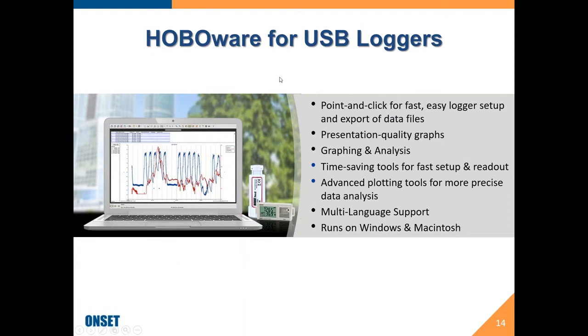HOBOware is our premier software. HOBOware Pro is our premier software, and it's used for the USB data loggers. You can also use it for any of our logging devices with the proper downloads, and HOBOware will convert those files to any kind of spreadsheet, CSV file, whatever. HOBOware Pro does have graphing and analysis tools in it, and a lot of time-saving tools that allow you to launch and deploy multiple loggers. All of the HOBOware runs on either Windows or Mac operating systems.